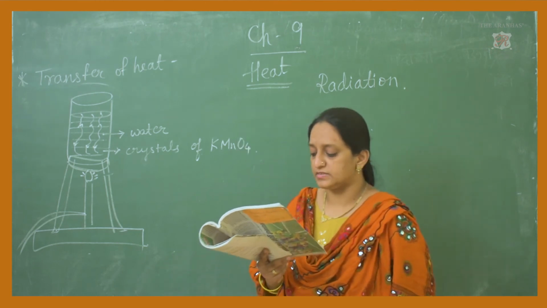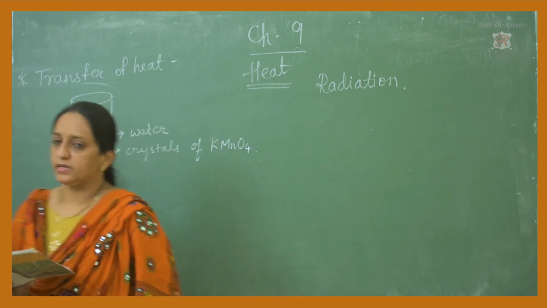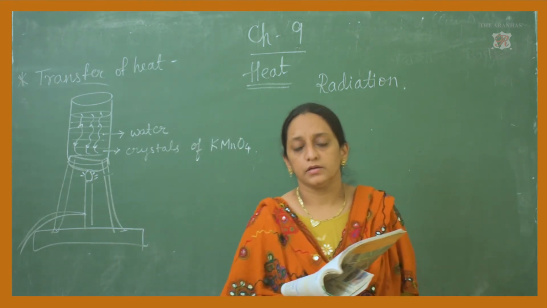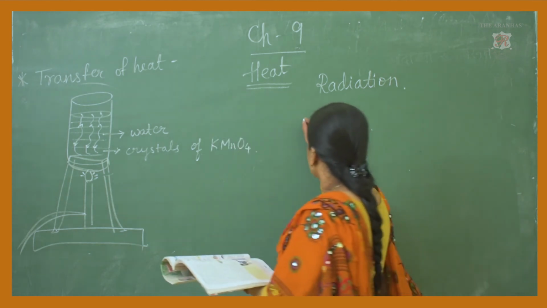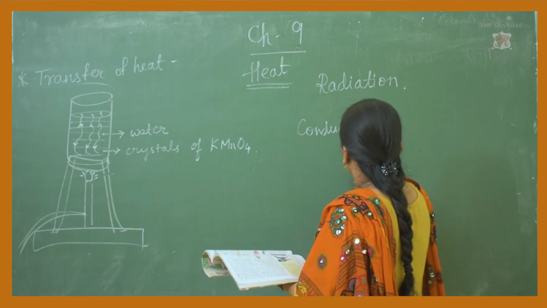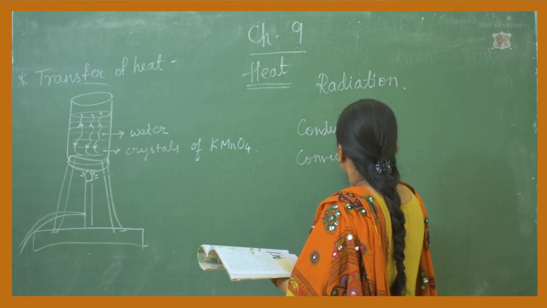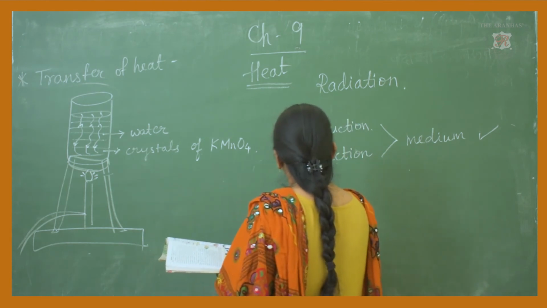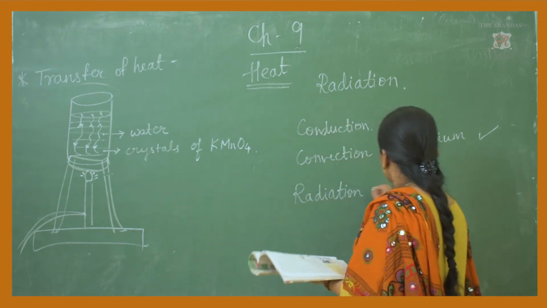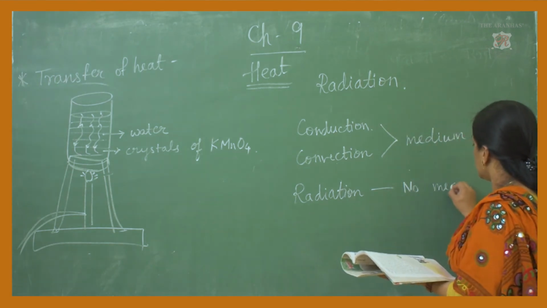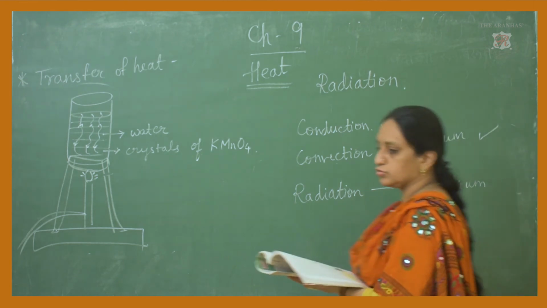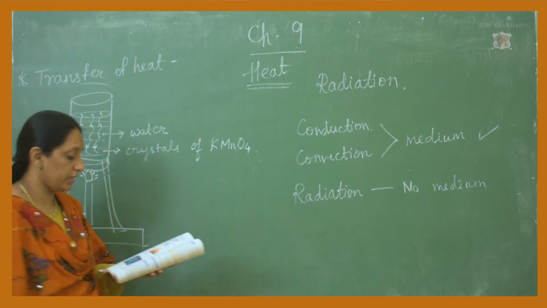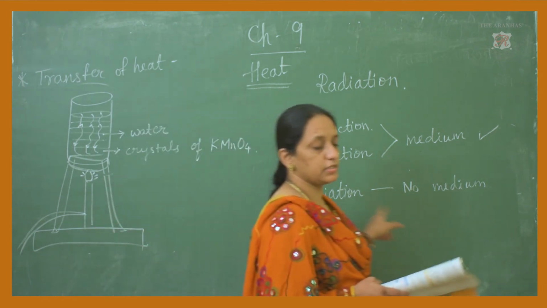The transfer of heat that takes place in this way, without a medium, is called radiation. Heat reaches us from the sun directly due to radiation. So, in conduction and convection, a medium is necessary. But in radiation, you don't need a medium. No medium, nothing in between. So radiation is a mode of transfer of heat which does not require any medium.